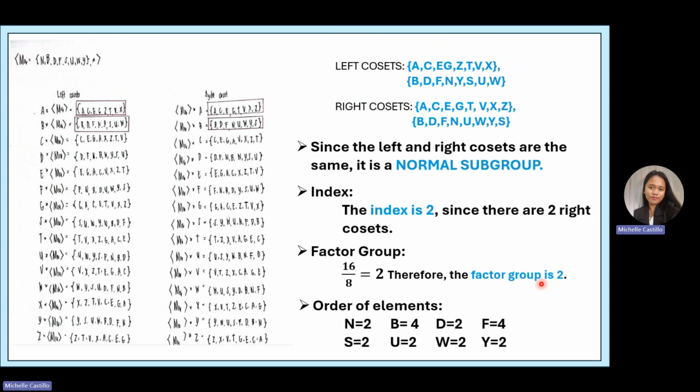Then for the order of the elements, n, s, t, u, w, and y have order equal to 2, since these elements need to be operated with themselves twice in order to get the identity element. Since n star n is equal to n, s star s is equal to n, u star u is equal to n, d star d is equal to n, w star w is equal to n, then y star y is equal to n. While the b and f elements have order equal to 4, since these elements need to be operated with themselves 4 times in order to get the identity element.